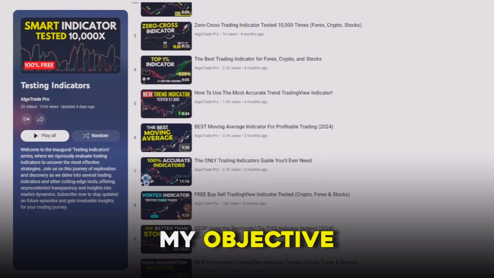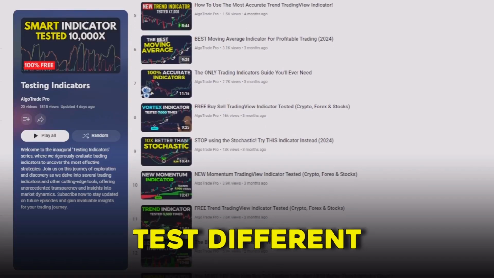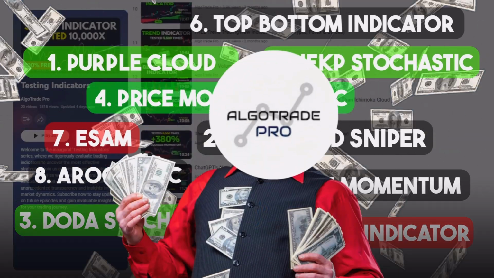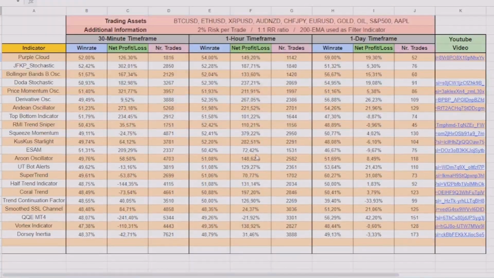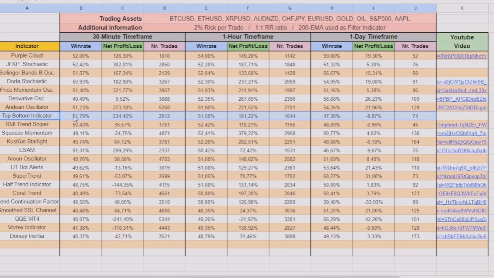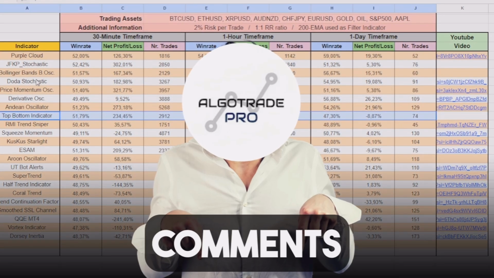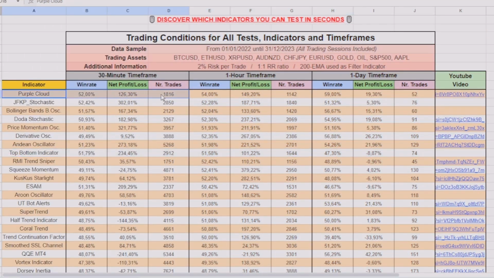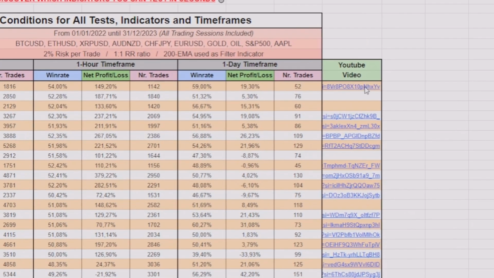In this series, my objective is to simply test different indicators to discover which ones give us more probability of success. In our ranking sheet, I believe the top-bottom indicator's fair place is here, which is a decent spot. Tell me in the comments if you agree with this position or not. And so, the purple cloud will continue to be our top indicator tested so far, and you can watch the corresponding video here.